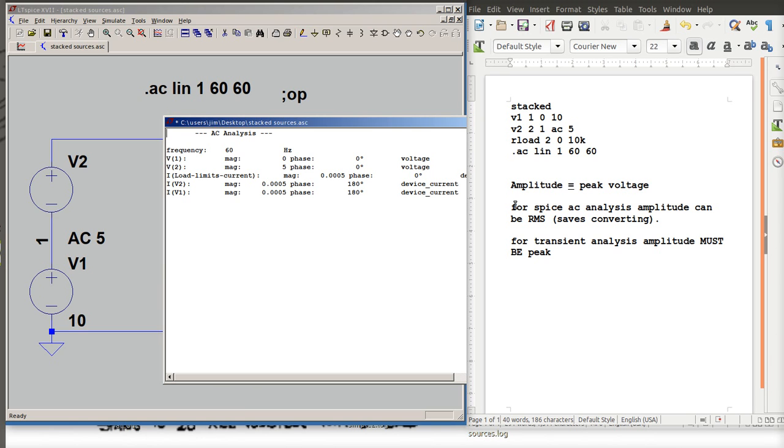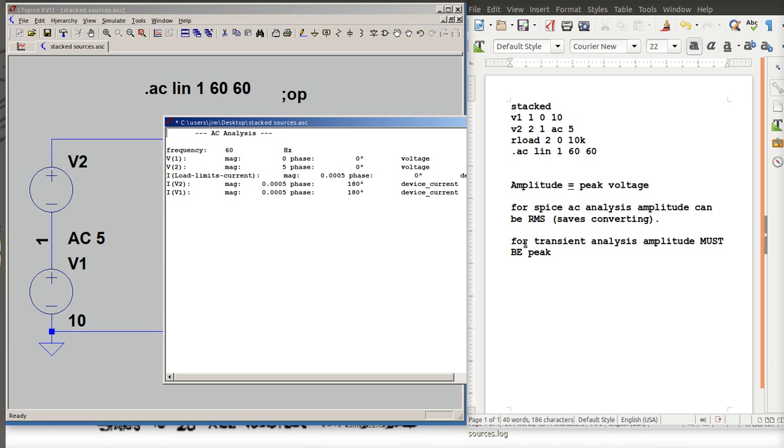If I'm doing Spice analysis and I'm doing AC analysis, my amplitude can be RMS. So if I know the RMS value and I do a Spice AC analysis, my amplitude can be the RMS, because that saves me having to convert to RMS. You can use peak, but if you want RMS numbers, then you have to convert. With the AC analysis, it will do it. You don't have to. You can just put in the RMS and treat the peak like it's RMS.